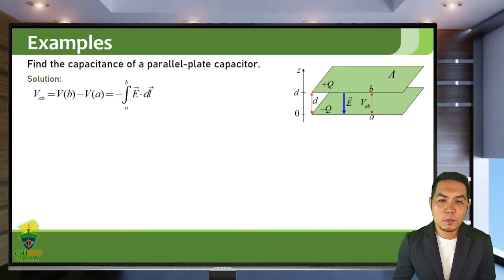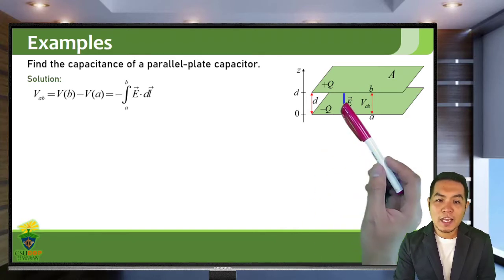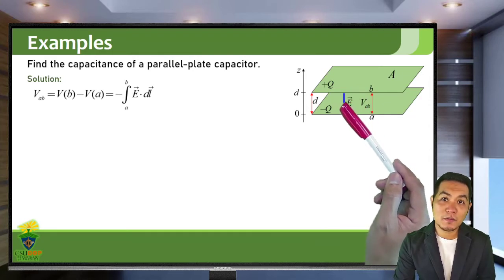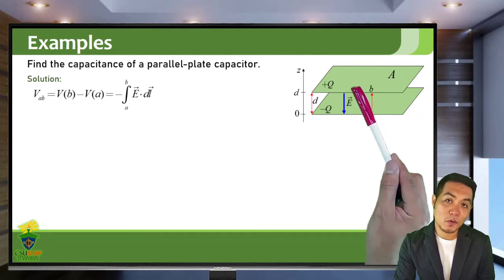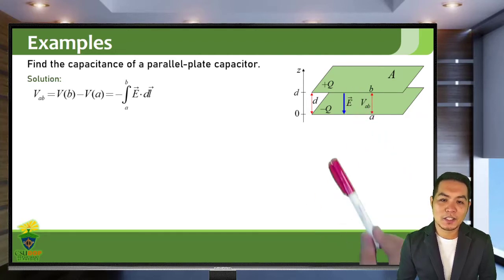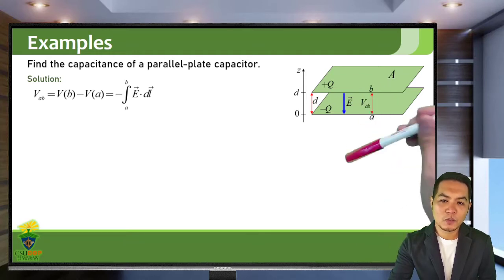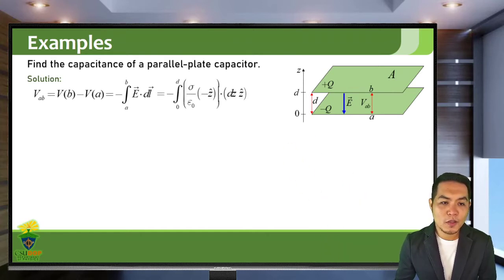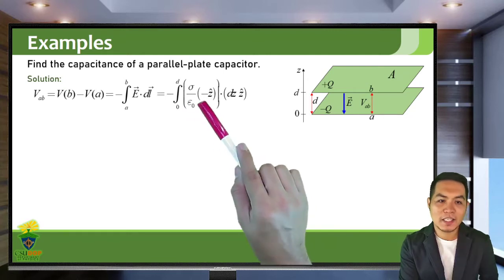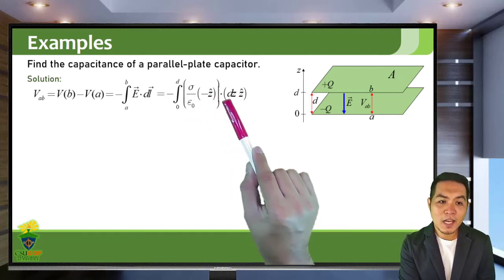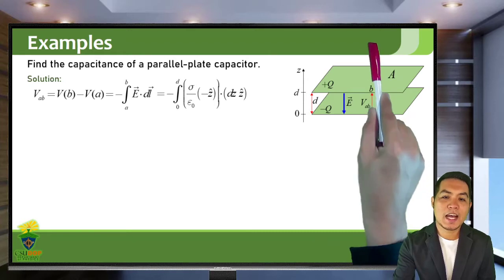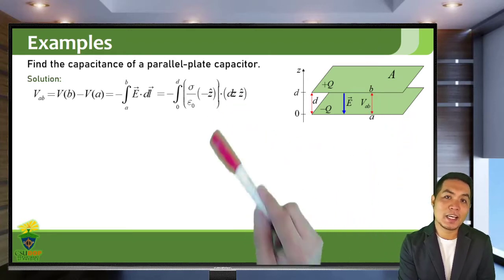If you will recall, when we discussed sheets of charge, the electric field between a positive and a negative sheet of charge is sigma over epsilon naught. The direction of the electric field is from the positive towards the negative sheet, so downwards, along the negative z axis. Using that information, our electric field is sigma over epsilon naught in the negative z hat direction. The line from A to B is along the z-axis, so our dl is dz z hat.